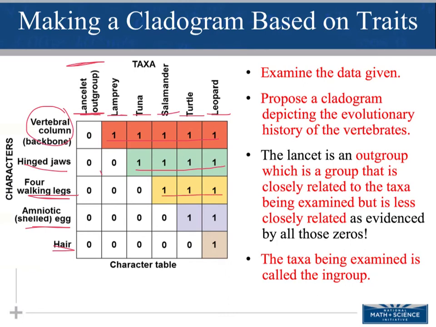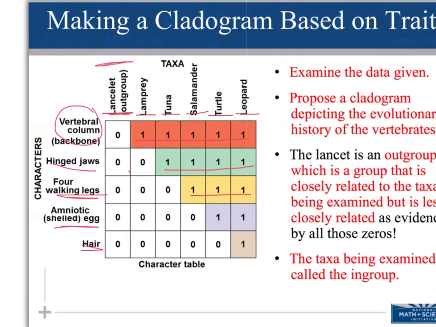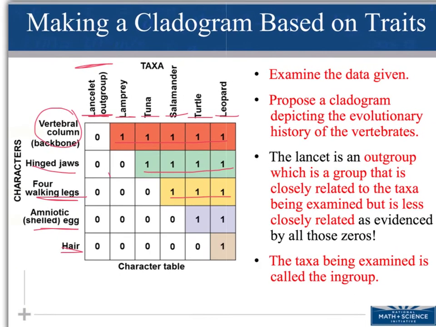When we get to the amniotic shell, hopefully you knew that a salamander is an amphibian, which means that they lay their eggs in water, so their eggs aren't shelled at all, so the salamander drops out. But we still have our turtle and our leopard. When we get to hair, well, there goes our turtle because he's a reptile. He has no hair, and all we have left would be our leopard.